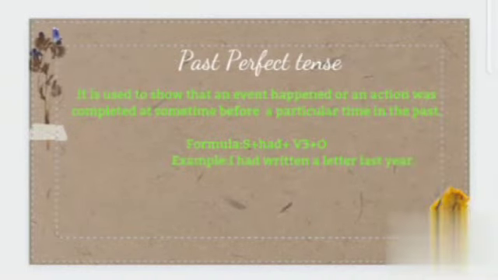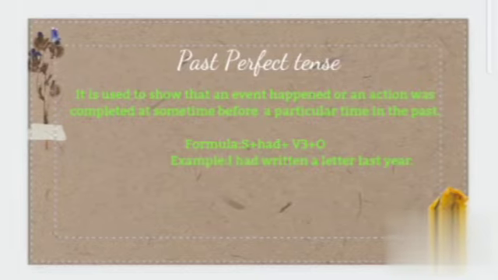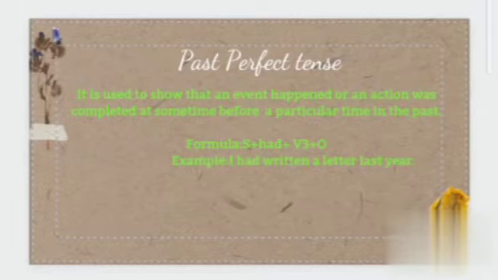Past perfect tense. It is used to show that an event happened or an action was completed at some time before a particular time in the past. Formula: subject plus had plus V3 plus object. Example, I had written a letter last year.